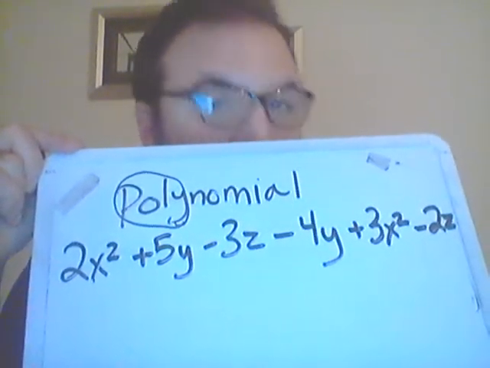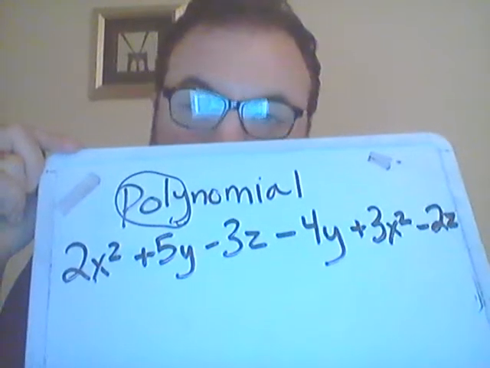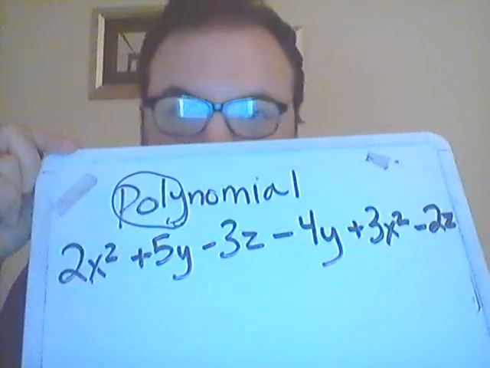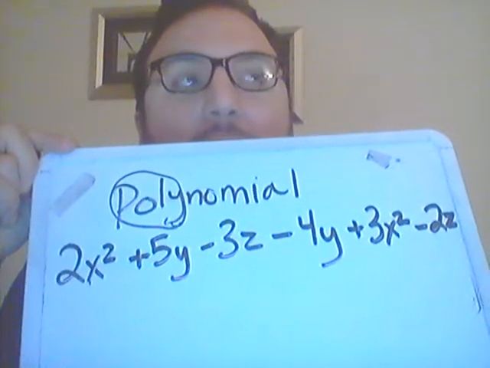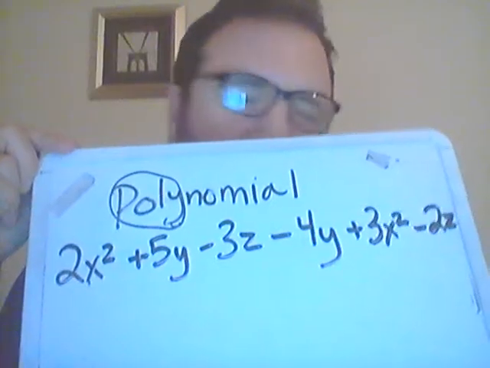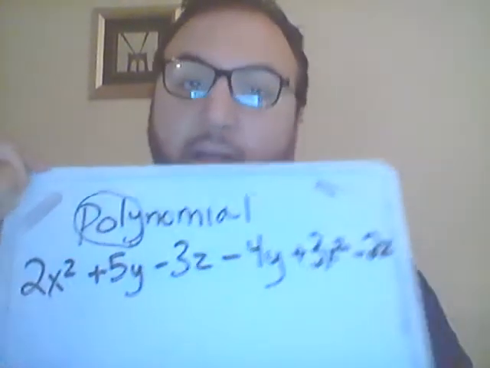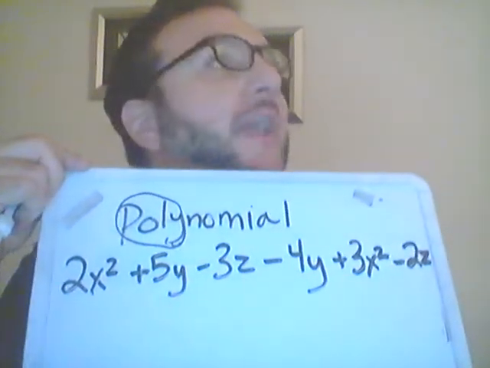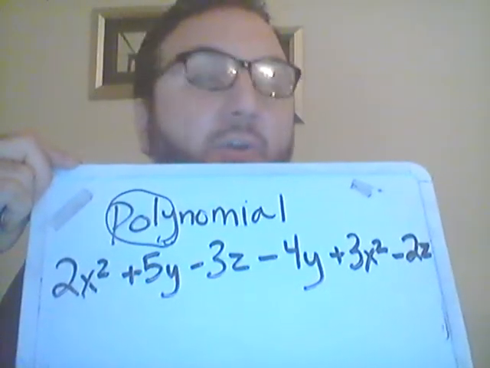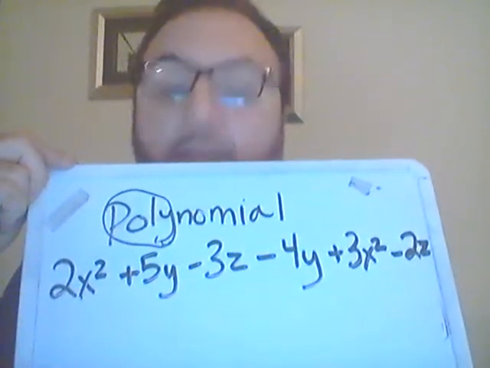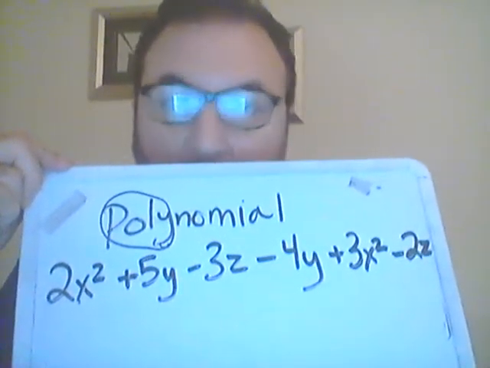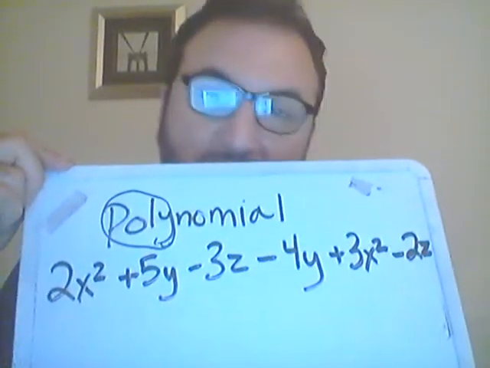The variables are the letters, remember? The variables are the letters. Now here's the catch. Even if the variable is the same, you cannot have like terms if one has an exponent and one does not. In other words, you could have 5x, and if the other term is 3x squared, guess what? Even though the x's match, you can't use it. You can't do anything with it because that exponent changes everything.